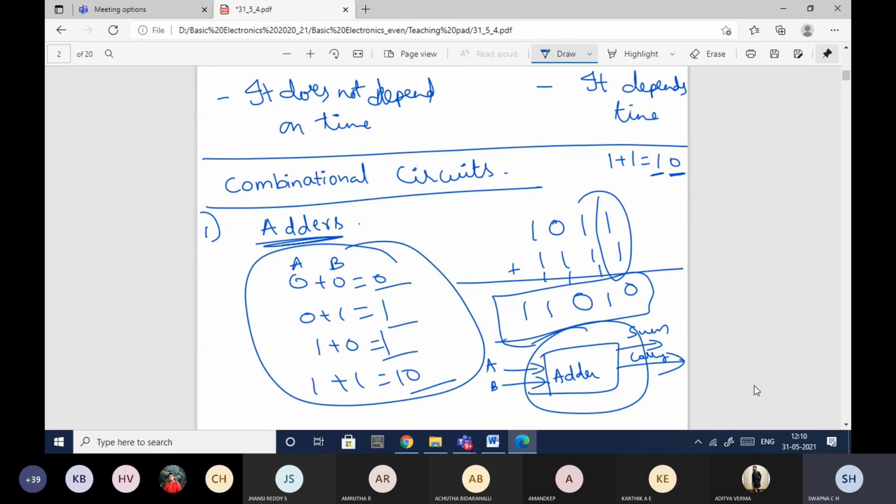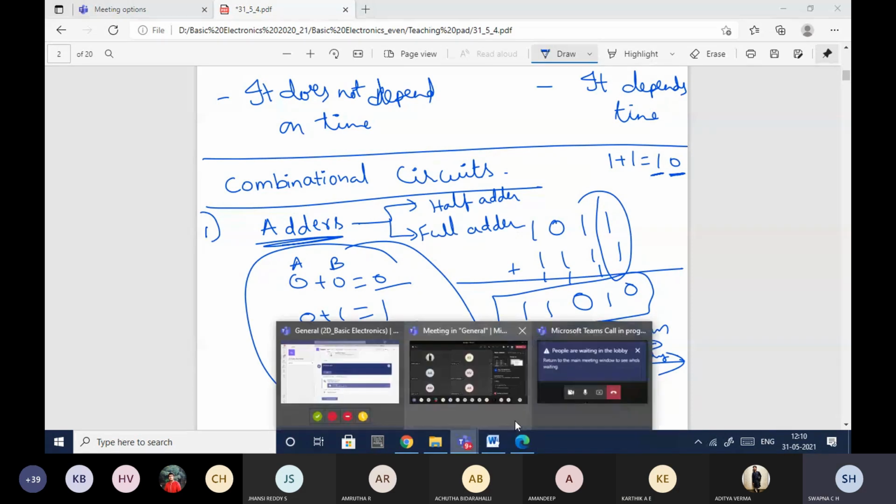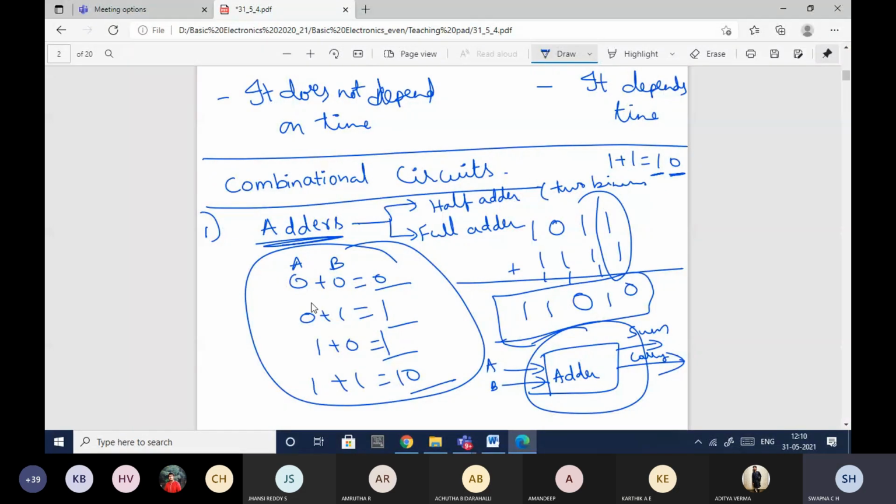Okay, so again these adders are divided into two types. One is the half adder and the other one is said to be the full adder. Half adder in the sense it will just add, one second. So whatever I have shown here, it is just a 2-bit adder. Okay, so a 2-bit adder is said to be the half adder.